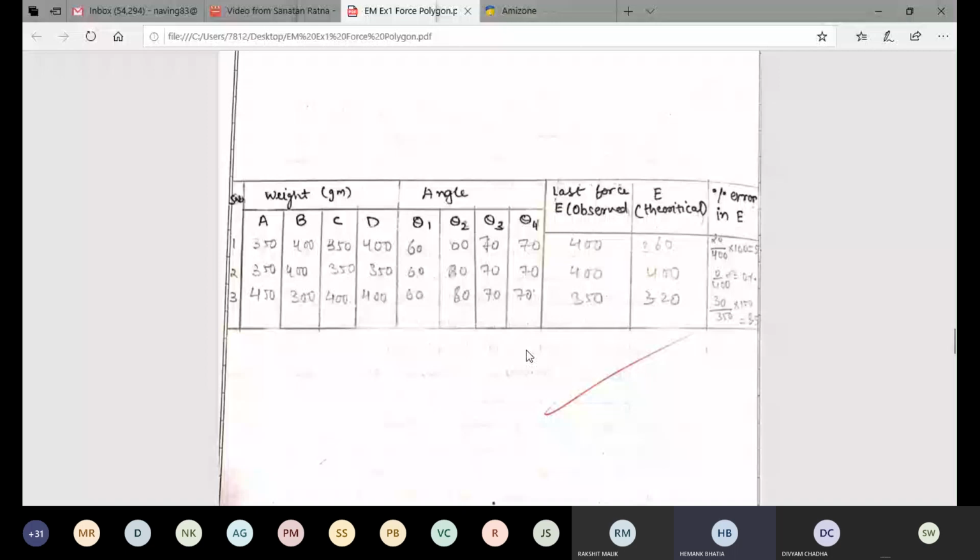Observed means the weight that we have put on the pulley. That's what I'm saying. These readings are based on what I have explained. Once we are in the university, you will be doing the practicals once again. Don't worry about that.